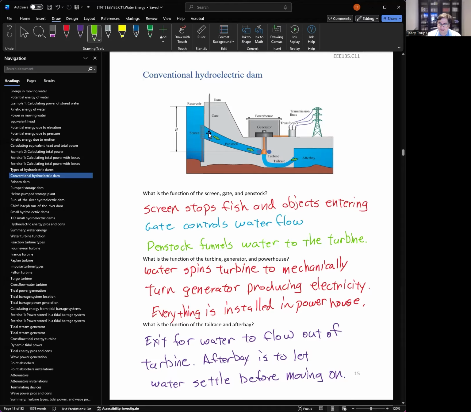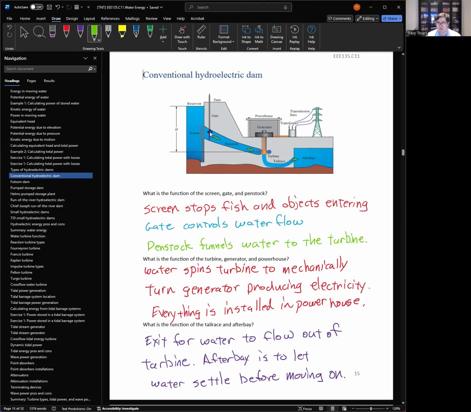What's the function of the screen, gate, and penstock? Well, the screen stops fish and objects from entering the penstock, because they might get stuck. You might damage the turbine, the blades itself. So you want to make sure foreign objects don't come in. Think of it like a filter.